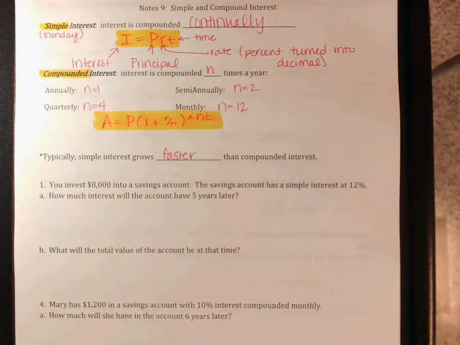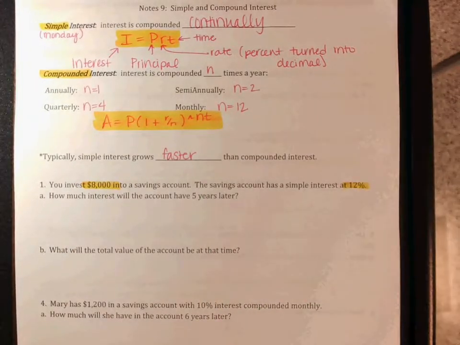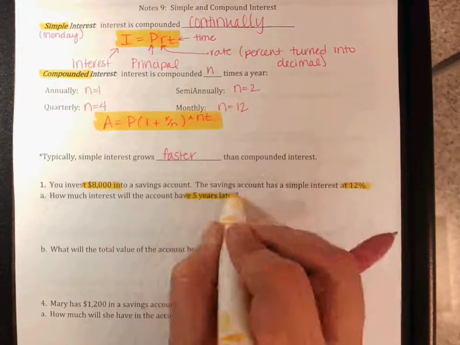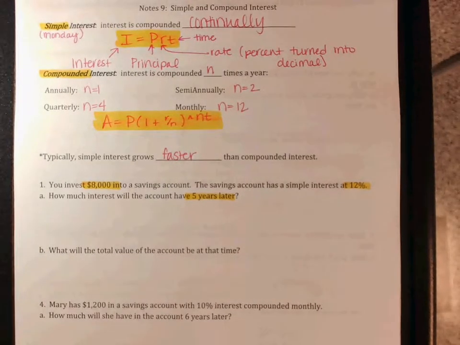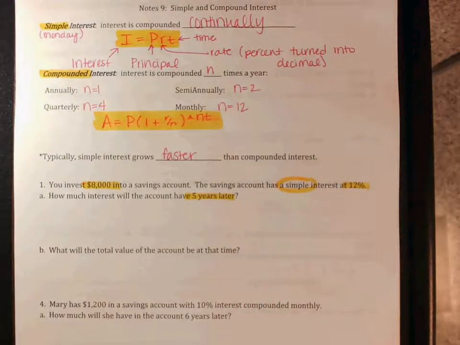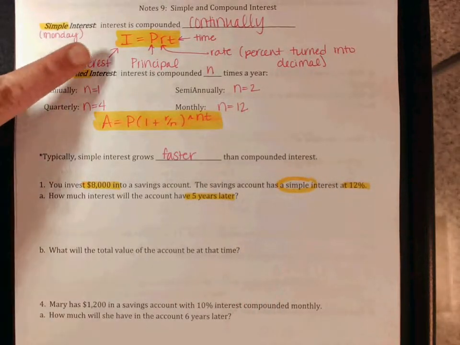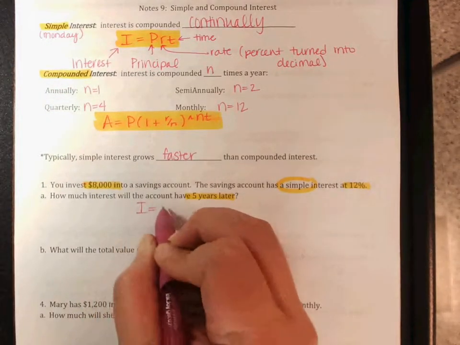Example number 1 says you invest $8,000 into a savings account. The savings account has a simple interest at 12%. How much interest will the account have 5 years later? The first thing that you should look for is not one of the words that I circled. You need to look for the type of interest so you know which equation you're doing. When I see that word simple, that tells me that I'm using this first equation right here, I equals PRT.